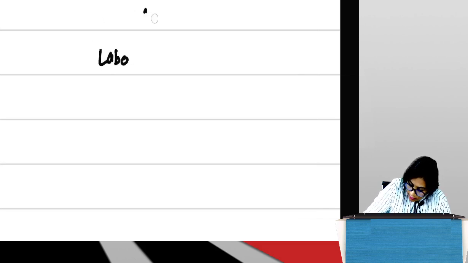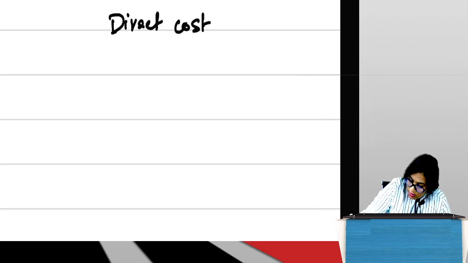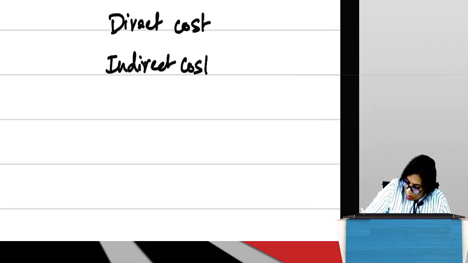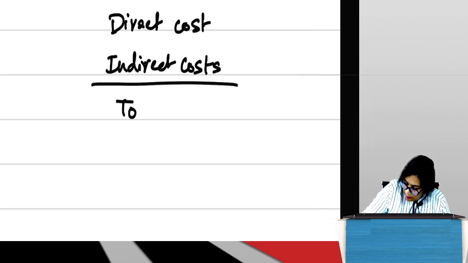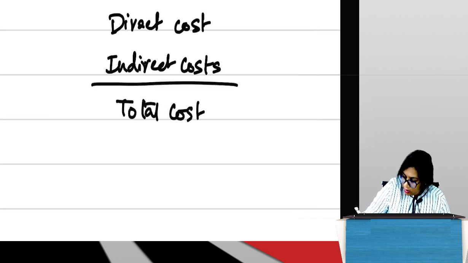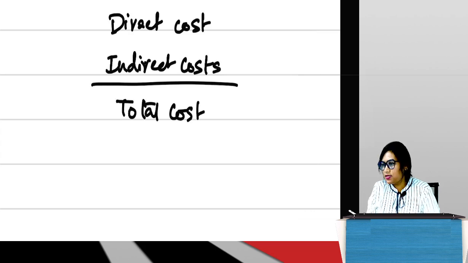No, actually I'll forget this. First I will take direct costs plus indirect costs, which will give me my total cost. Is it okay, guys? All direct costs and all indirect costs put together give me my total cost.